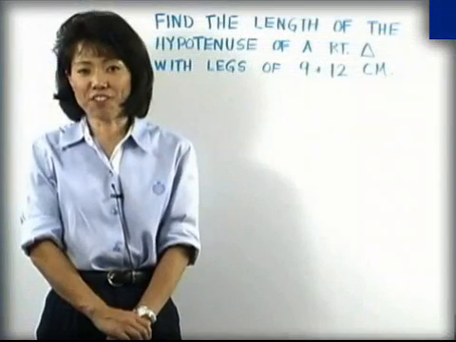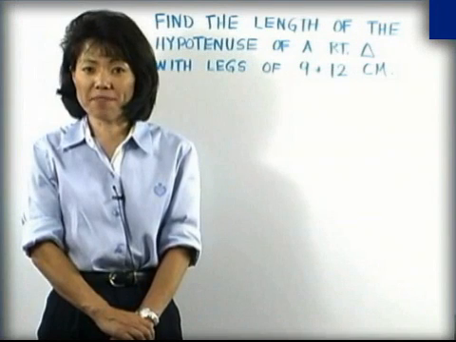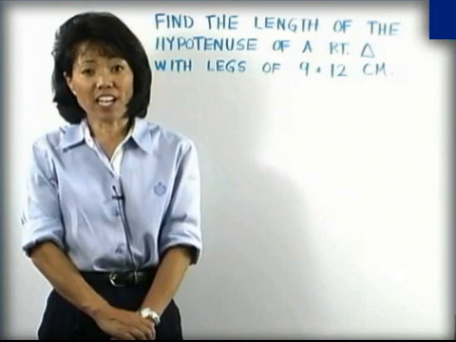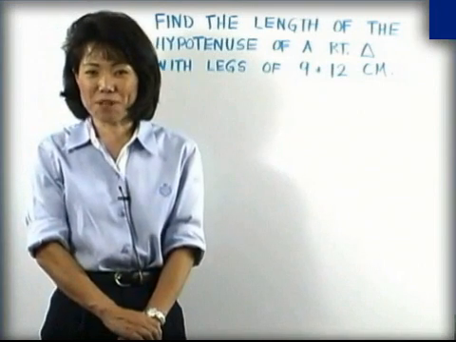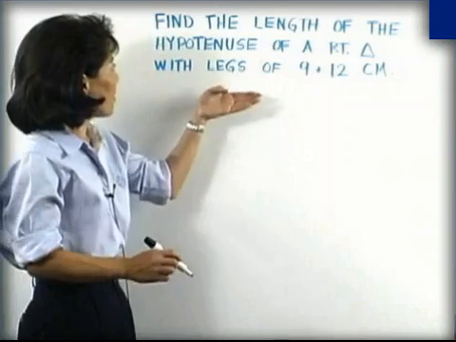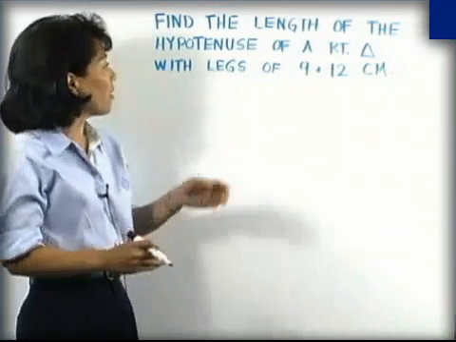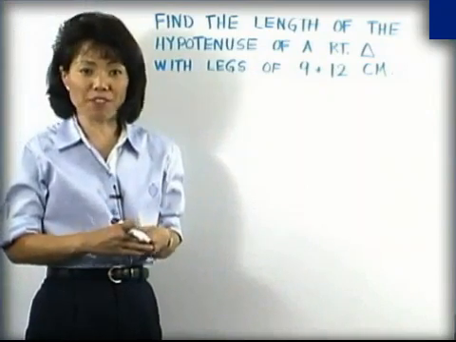We're going to take a look at our first problem, which involves the use of the Pythagorean theorem. Now remember, the Pythagorean theorem gives us a relationship of the sides of a right triangle. Let's read our problem. Find the length of the hypotenuse of a right triangle with legs of 9 and 12 centimeters.